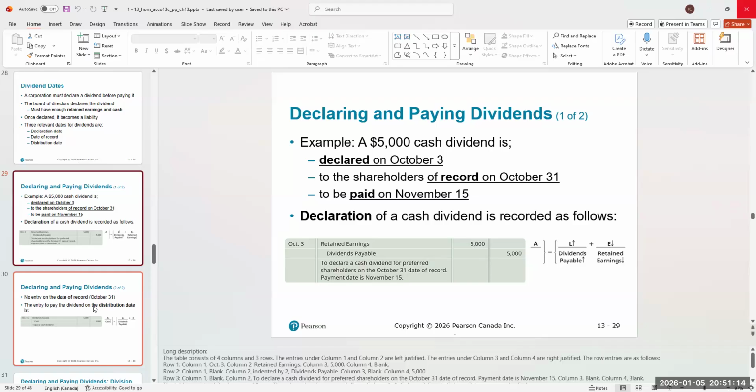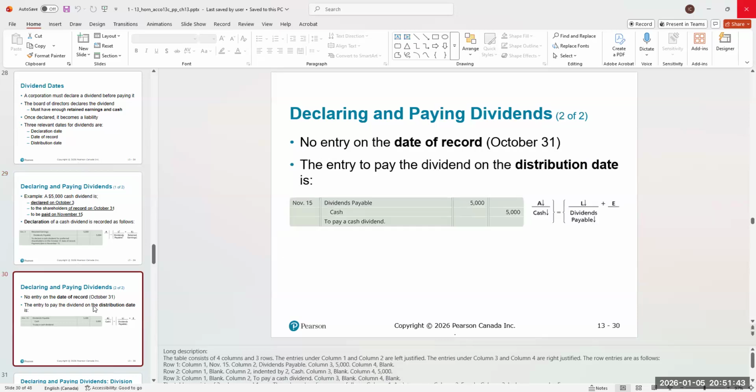On the declaration date, as we said, we have to recognize the liability. What's the liability? Dividend payable. Now I have a liability to pay dividend. That becomes a dividend payable on the credit side. On the debit side, where are we going to get it from? From the retained earnings. We're going to debit the retained earnings, reducing them, and we're going to increase the liability.